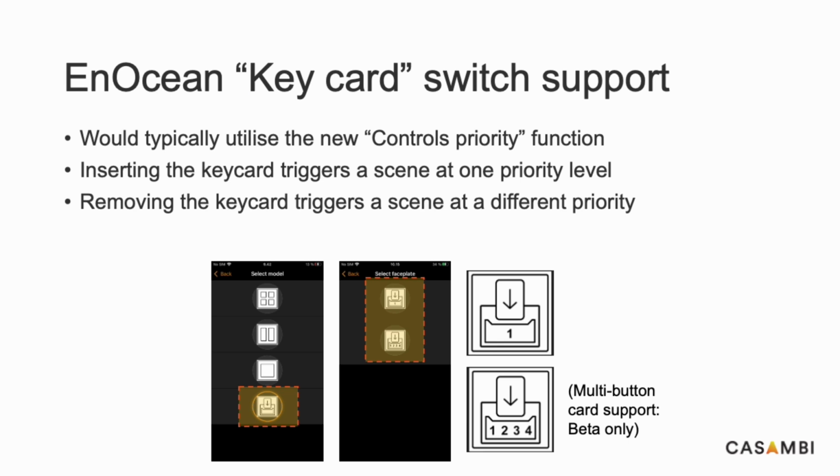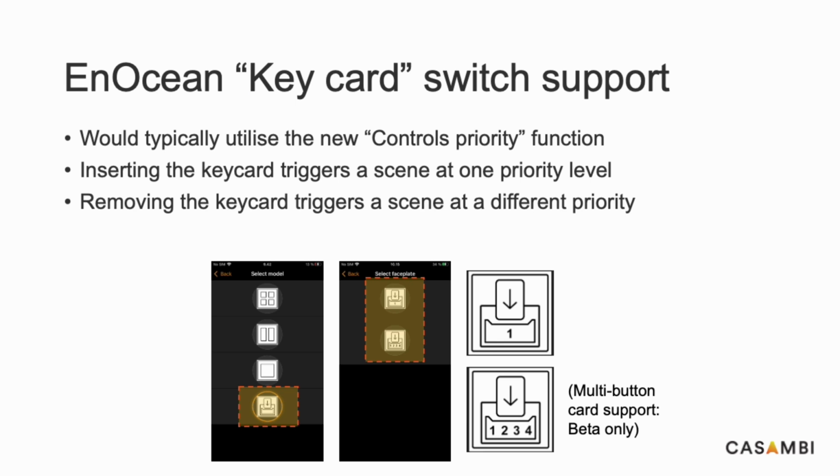The EnOcean keycard switch support supports a new module that's being released by EnOcean. The PTM535BZ module is used in a keycard module, and you can imagine a typical hotel room where you have a key card to enter the door, and then you go in and you put the key card into a slot to activate your lighting. This is exactly the intention of this product, and you pair this product to the Casambi network in the same way as you pair a normal EnOcean switch using near field communication, and then you can select the faceplate.